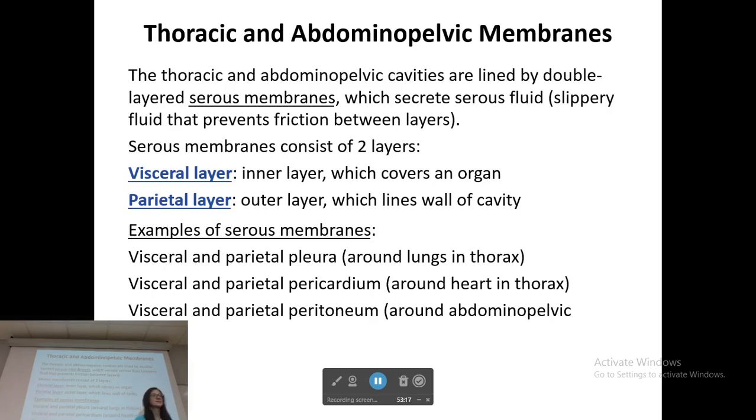Okay, so the heart is sitting here, and it's in the pericardial cavity. Okay, on the surface of the heart, we have the visceral layer, and lining the walls of the pericardial cavity, we have the parietal layer. Okay, and we call that pericardium. Visceral pericardium and parietal pericardium.